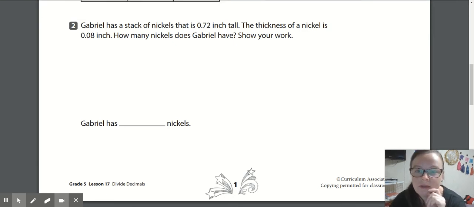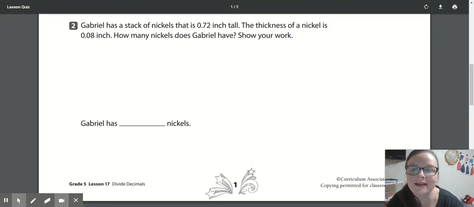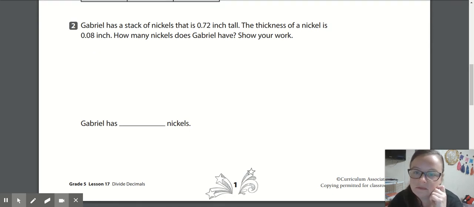All right. So what I do know in this problem is that the total height of the nickels is 72 hundredths inch tall. So I know it's less than a whole, and altogether it's 72 hundredths of an inch. I also know that the thickness of a nickel is 8/100 of an inch. So 1 nickel is 8/100. How many nickels does Gabriel have? So I need to figure out how many nickels, with each one being 8/100 of an inch, can give me a total of 72 hundredths of an inch.